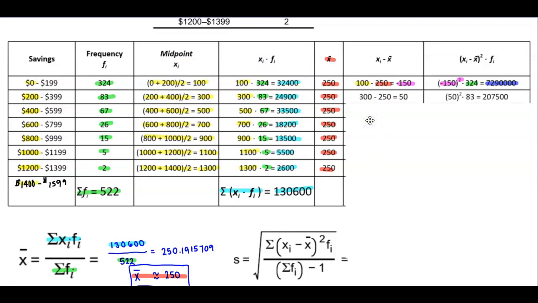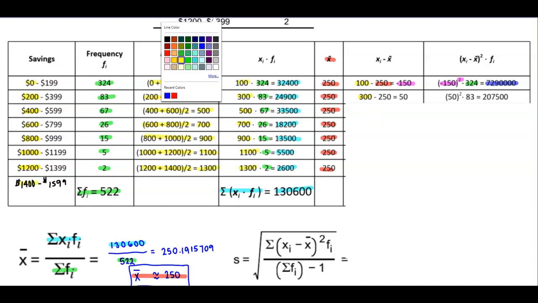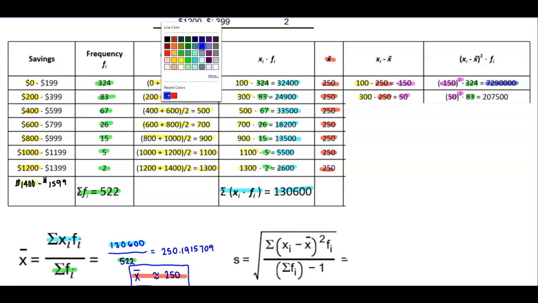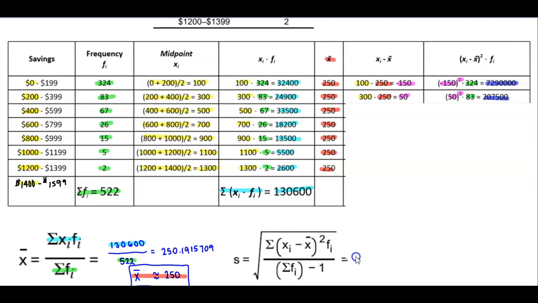Next, we're going to take the next midpoint, which is 300, and then subtract the sample mean of 250 to get 50. So in the next column, we're going to take that 50 and square it, and then multiply it by the frequency of 83 to give us 207,500.